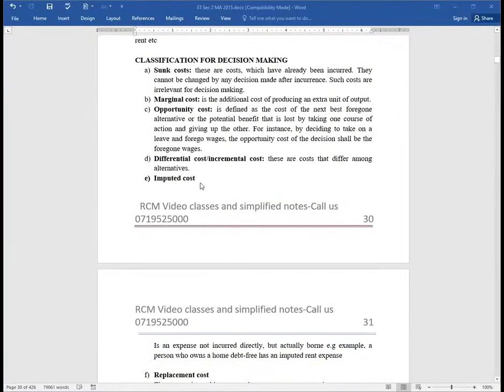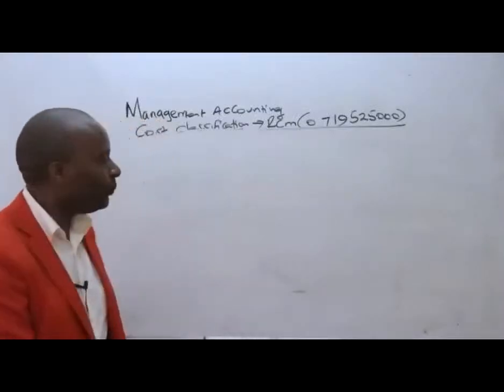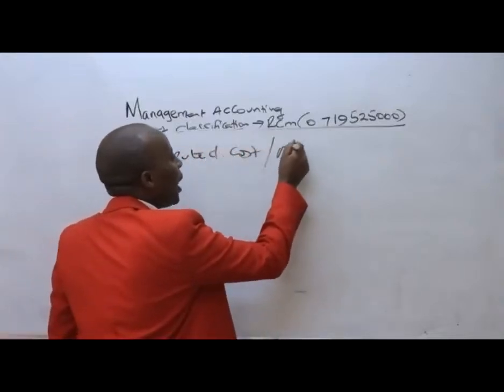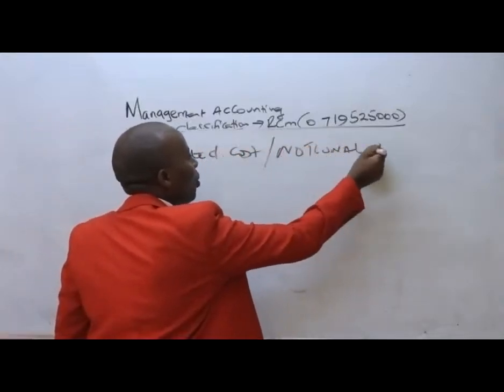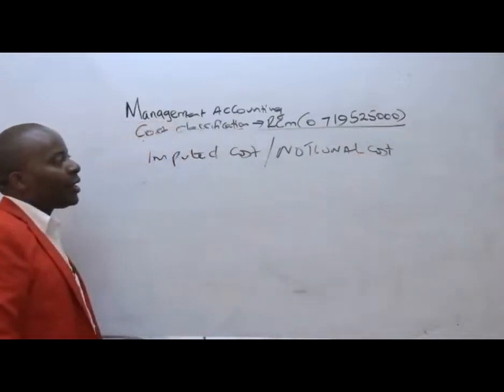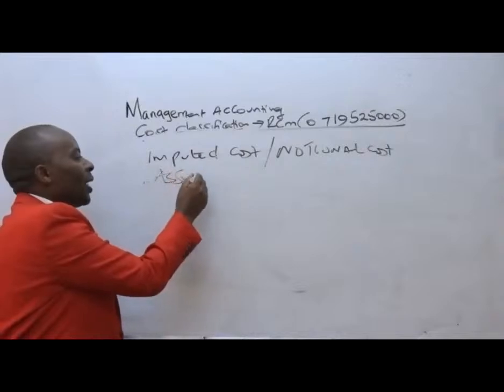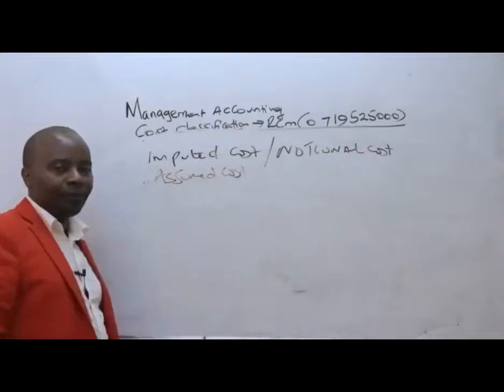Imputed is another word for notional. Imputed cost is a notional cost. And if it's a notional cost, ladies and gentlemen, a notional cost basically is an assumed cost.